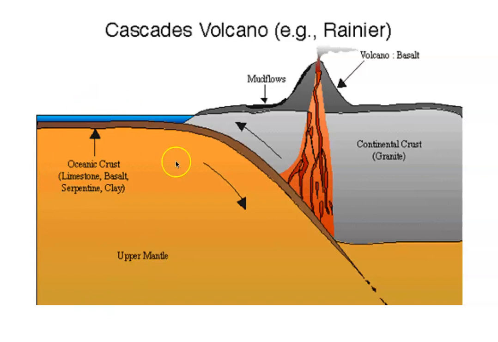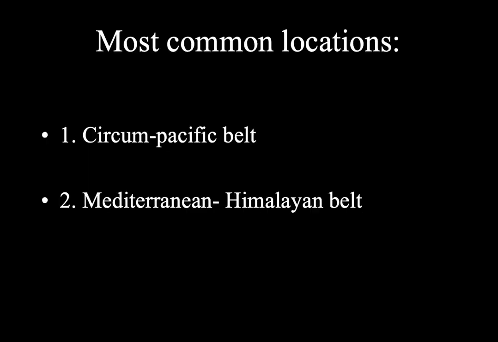For example, here in the US of A, at the Cascades up in Washington, here's Mount Rainier, for example, we have two plates colliding and they cause enormous earthquakes, as well as create volcanoes. Most earthquakes on planet Earth happen in one of two places: the circum-Pacific belt, so around the Pacific Ocean, and the Mediterranean to Himalayan belt.